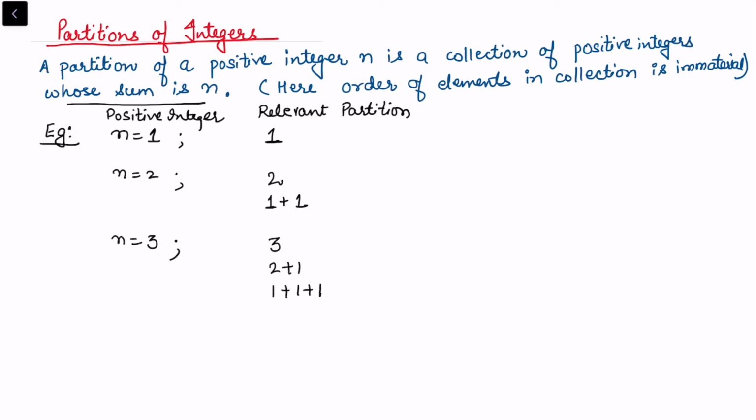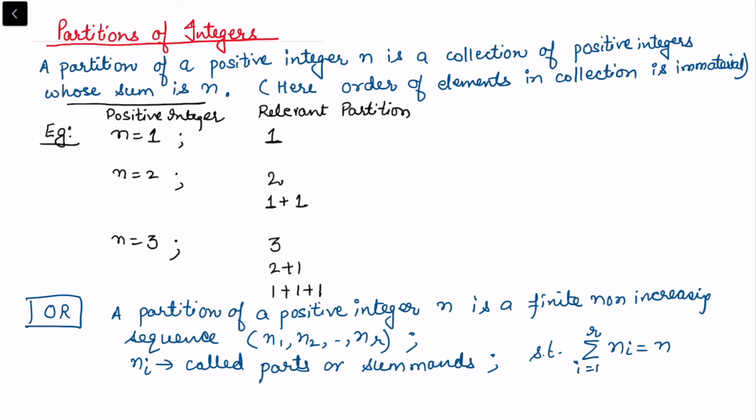Now in general we can also modify the definition of the partition. We can redefine it as: a partition of a positive integer n is a finite non-increasing sequence n1, n2 up till nr, and these ni are called the parts or the summands, such that if I sum these parts I get back n.